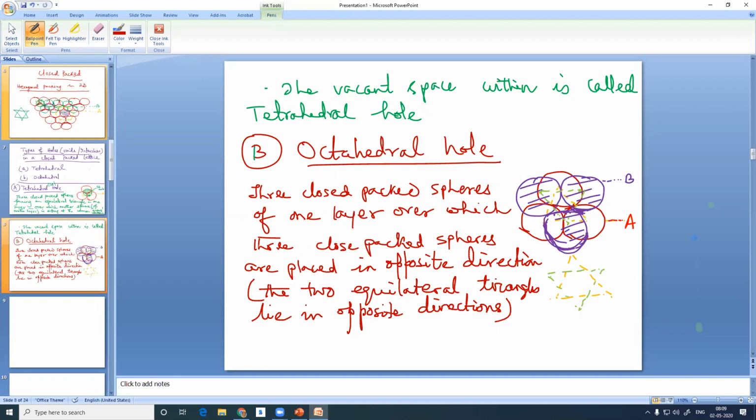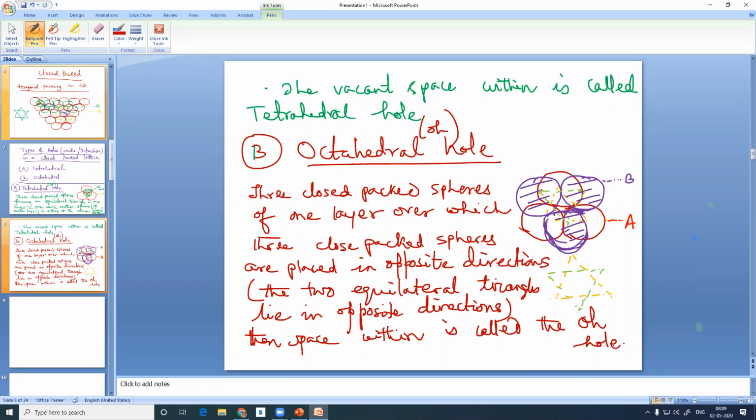The 3 close-packed spheres forming one layer, over which 3 close-packed spheres are placed in opposite directions, so that the 2 equilateral triangles lie in opposite direction. Then the empty space within is called the octahedral hole, because octahedral can be shortly written as OH. So that ends our today's program, and we have understood how stacking will be done.